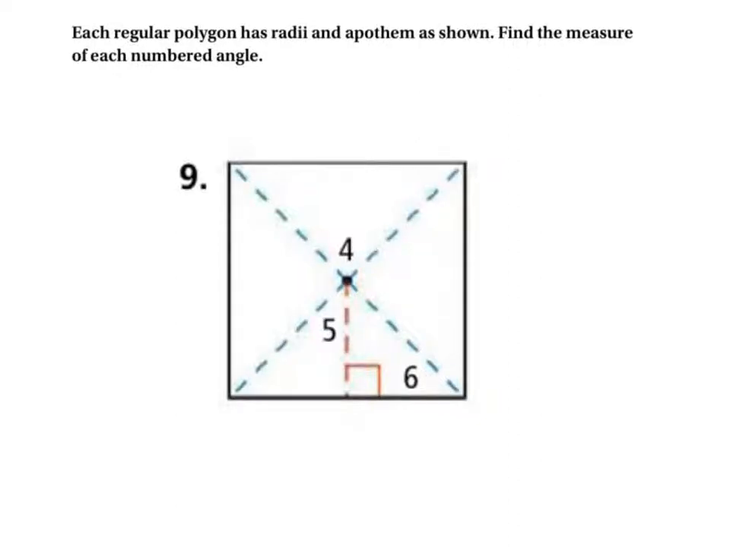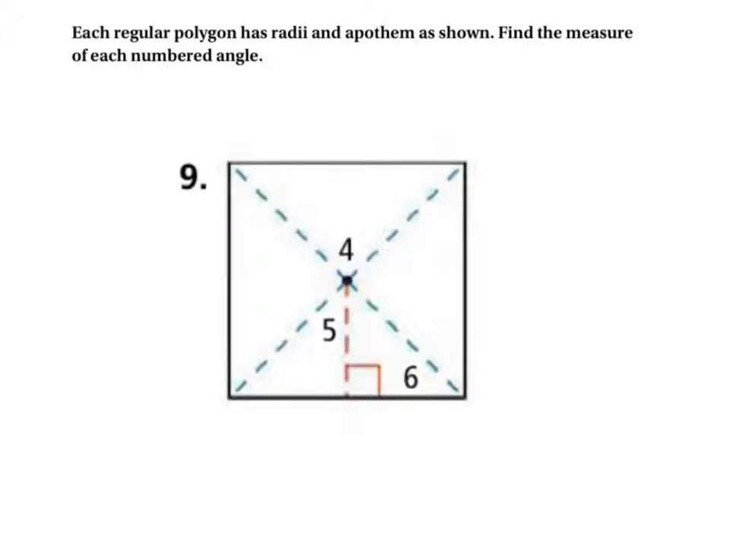Okay, let's start out with an easy one here. They want us to identify the angles here. It says each regular polygon has radii and apothem as shown. The radii are in the kind of turquoise blue. They go from the center to the vertices. The apothem makes a 90-degree angle, is perpendicular with the sides, from the center to the sides, 90-degree angle.